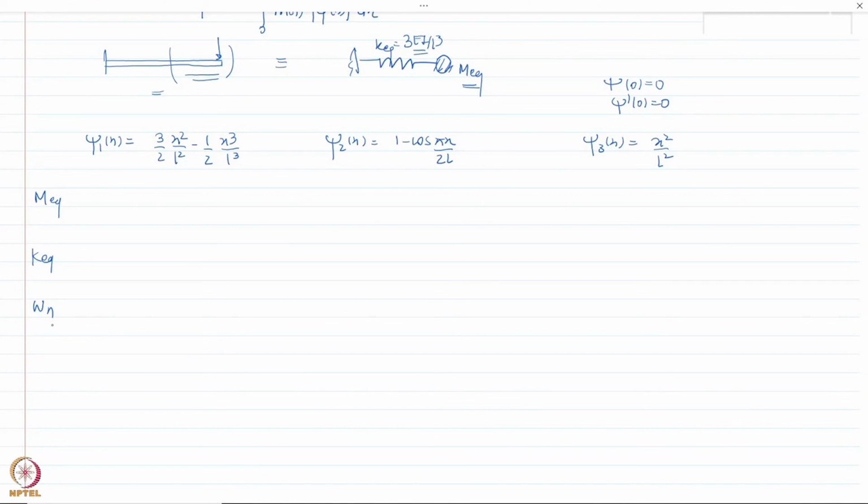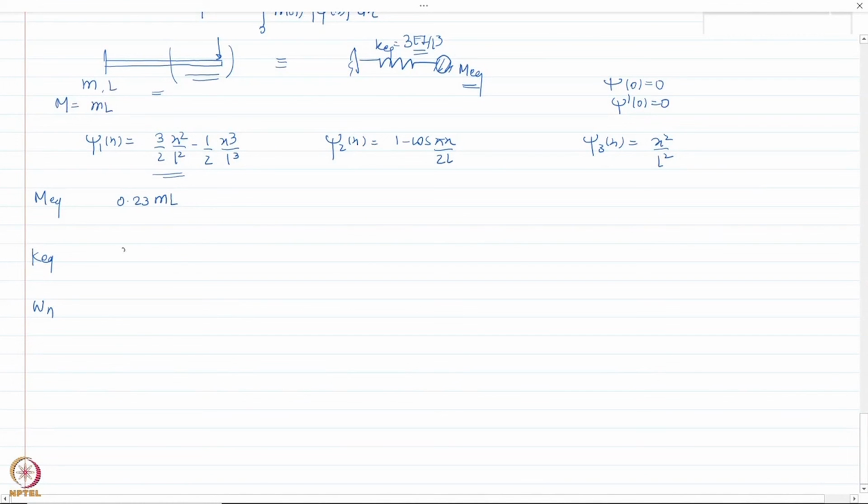So the job is simple, basically substituting this phi 1 x, phi 2 x, phi 3 x in that expression for m equivalent and k equivalent and finding out the equivalent mass and equivalent stiffness. So for the first case, when we do this, the value comes out to be approximately 0.23 times mL, where m is the mass per unit length and L is the total length, such that the total mass is m times L.